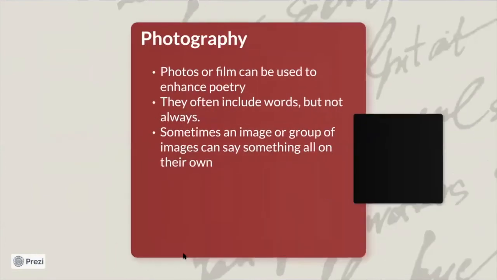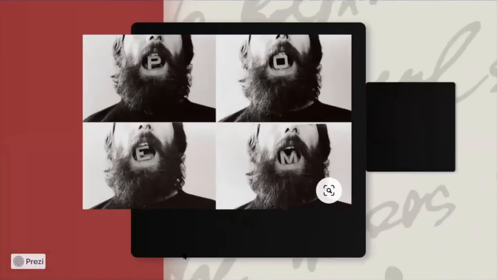You can also do this through photography or film, and photography and film can be used to enhance your poetry. They often include words, but not always. Sometimes an image or a group of images can say something all on their own. Like this gentleman, who has put letters in his mouth to take pictures. Imagine creating a whole poem this way, with words or phrases in people's mouths, and taking pictures that way.